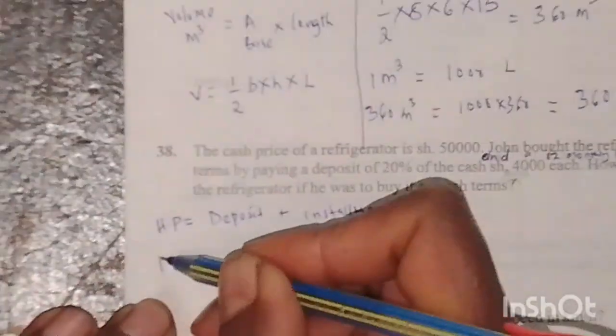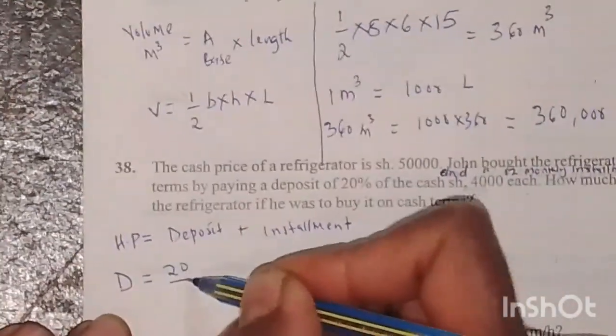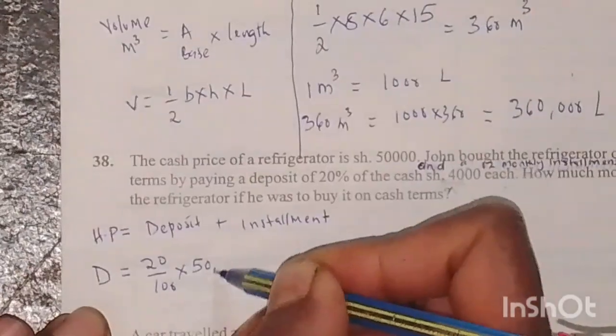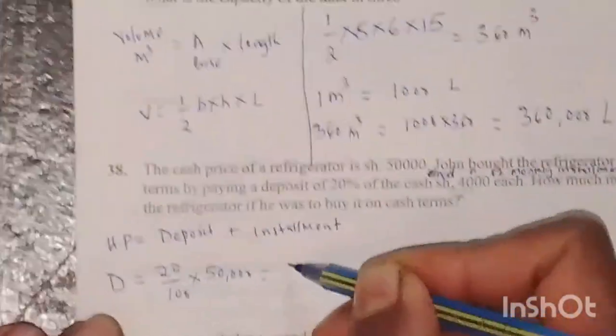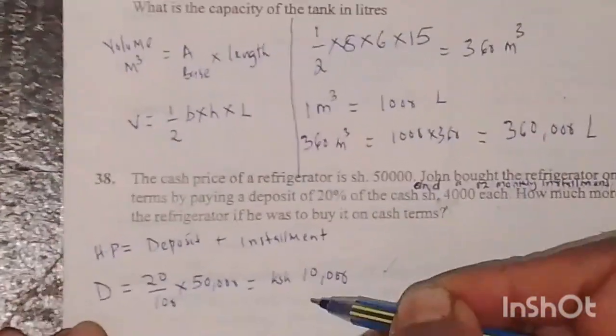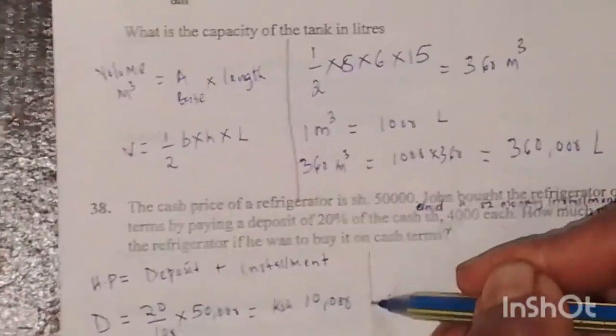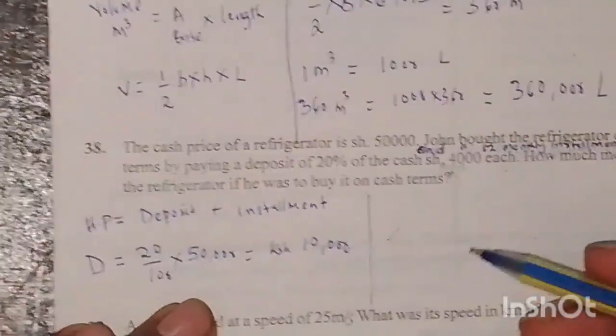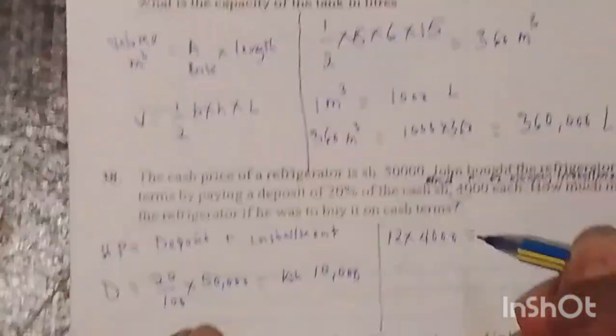The deposit, which we shall denote as D, is equivalent to 20 over 100 multiplied by 50,000, and it shall be Kenya shillings 10,000. Now, he paid 12 monthly installments of 4,000 each. So it is 12 multiplied by 4,000, which shall be equivalent to 48,000.